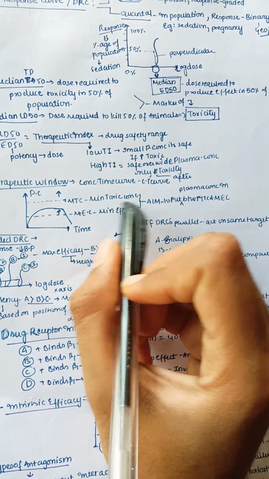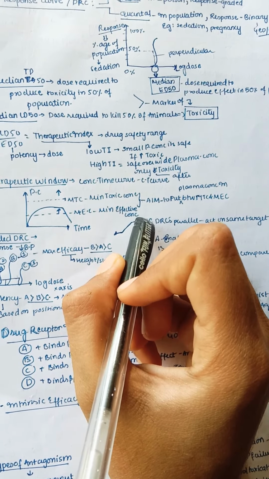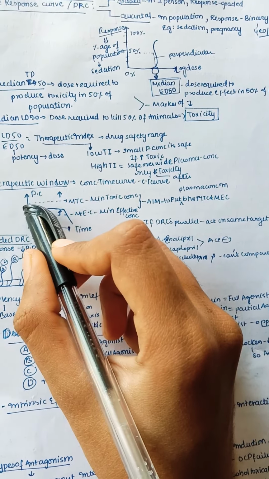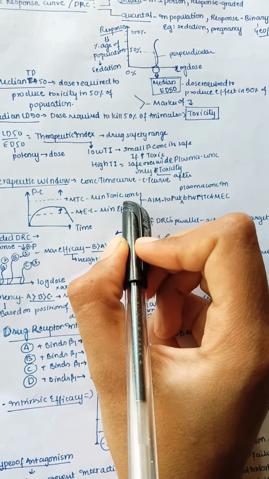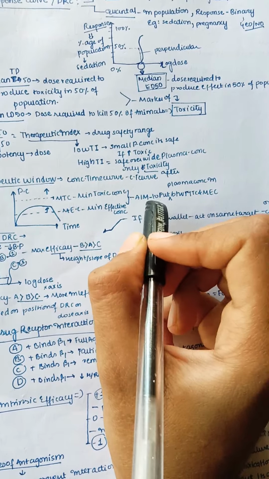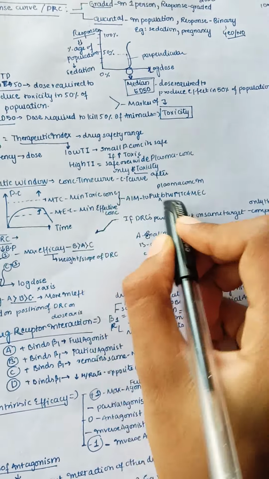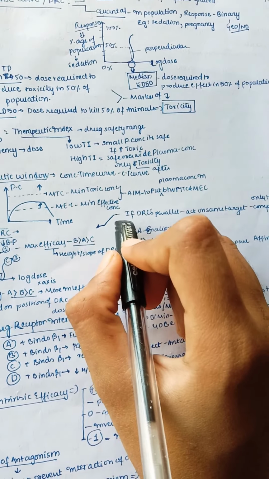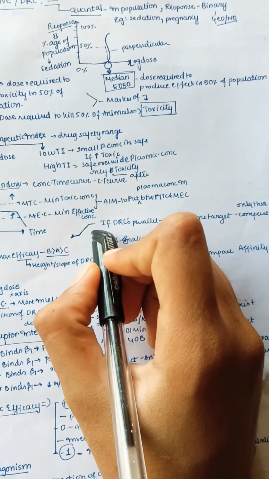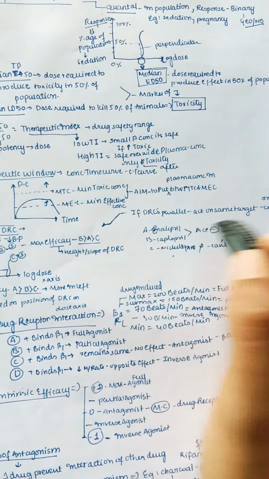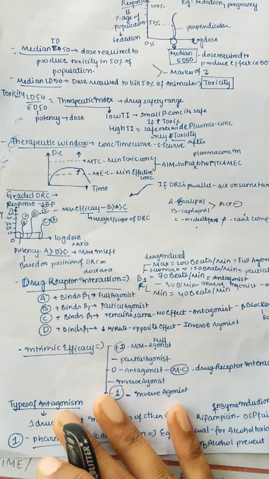So what are the minimum toxic and minimum effective concentrations? Minimum effective means only up to here will the drug be effective, and only beyond here will the drug be toxic. So between these two, our aim is to formulate the drug so that the plasma concentration lies between the minimum toxic concentration and the minimum effective concentration. Whatever drug we formulate, our aim is to keep it in between the minimum toxic concentration and minimum effective concentration.